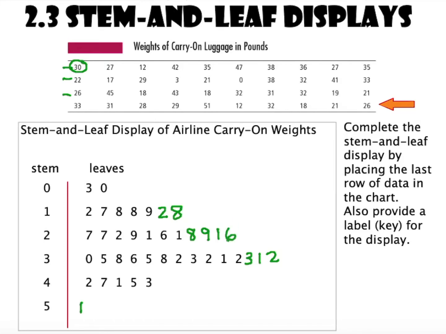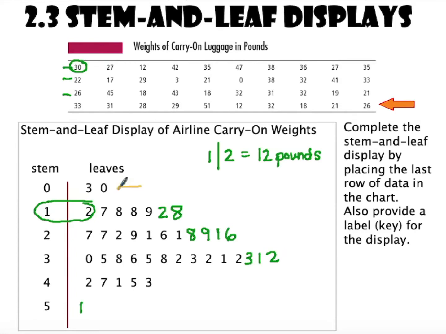And the next thing that you would want to do is provide a label or a key, because I've got a title up here, Stem and Leaf Display of Airline Carry-On Weights, but unless I tell you what all those numbers stand for, you wouldn't know. And so I would take an example. Maybe I would take this 1, 2 right here and just say that 1, vertical line 2, the stem of 1 and the leaf of 2 equals, and what that stands for is 12 pounds. Put the label on there too so that we know what each of those numbers stands for.